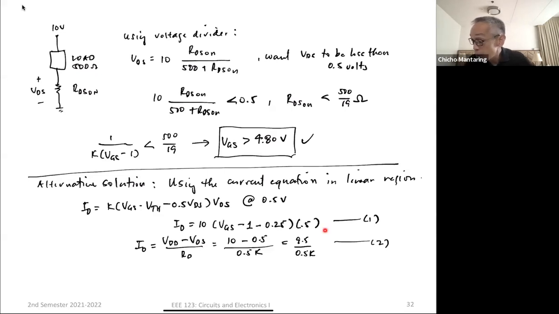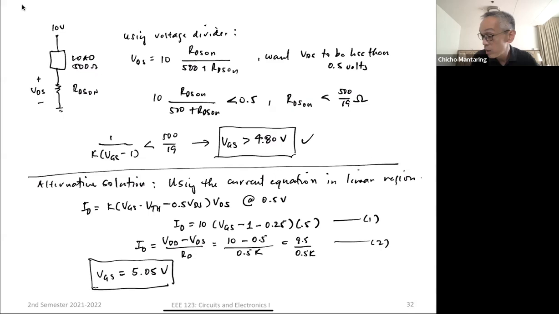I can combine these two to come up with the value of VGS. If I combine these two, I'm going to get VGS is equal to 5.05 volts. So may konting difference dito, no? Well, there's a difference of 0.25 volts. Now this is supposed to be more accurate.